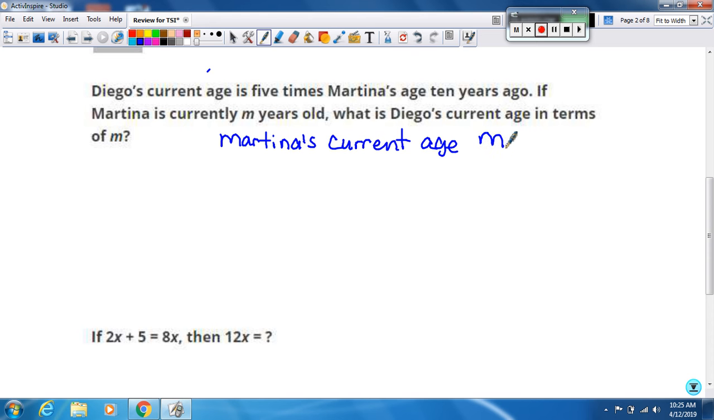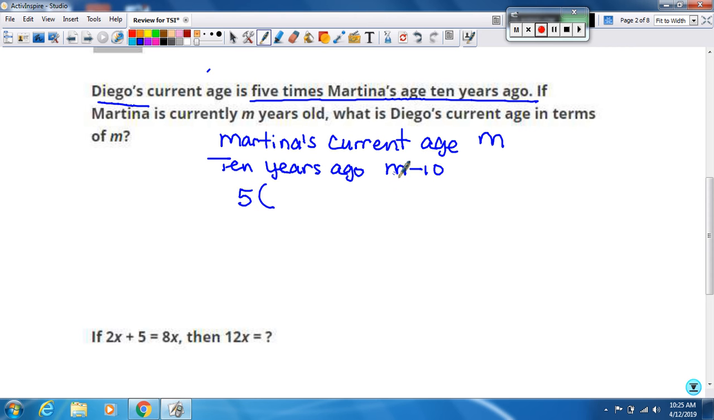Is m. So 10 years ago would be m minus 10 years. So Diego's current age is 5 times that. So when it's 5 times everything here, 5 times m is 5m, and 5 times -10 is -50. And that is the answer.